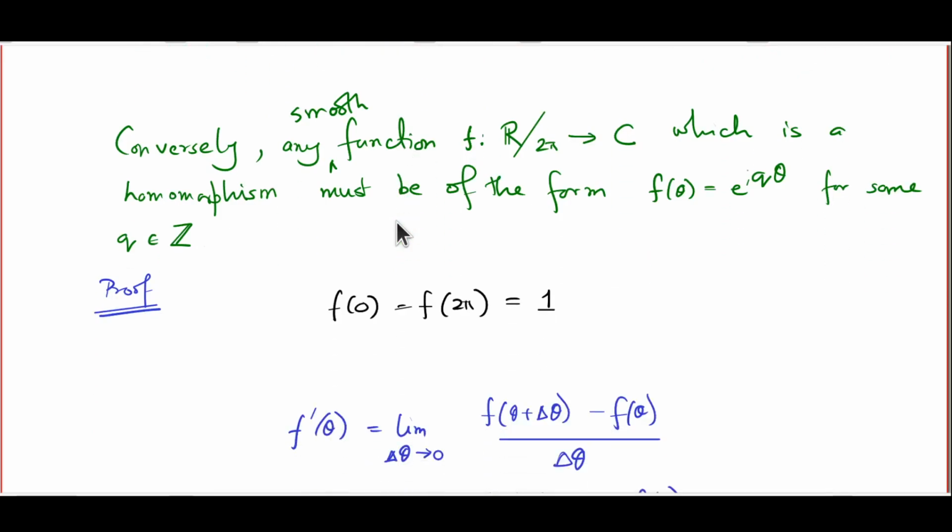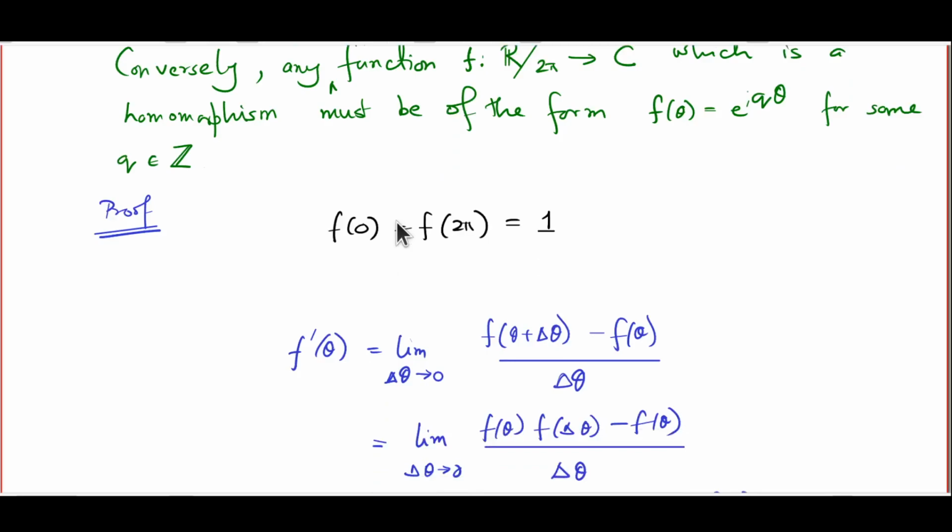Now, let us calculate what f prime theta is, just on the basis of the fact that f of theta is a homomorphism. From the basic definition of a derivative, f prime theta works out to be the limit as delta theta goes to 0 of f of theta plus delta theta minus f of theta, divided by delta theta. This is of course elementary high school calculus. But note that because this is a homomorphism, f of theta plus delta theta has to be f of theta times f of delta theta. Note that plus actually is the group operation on the group R modulo 2 pi.